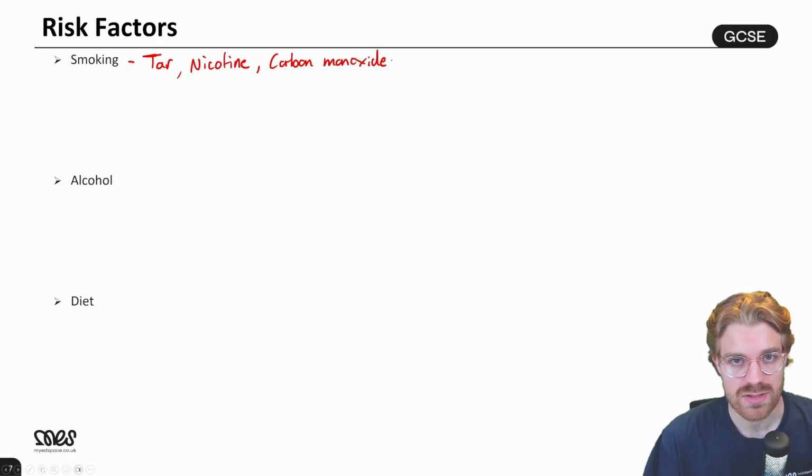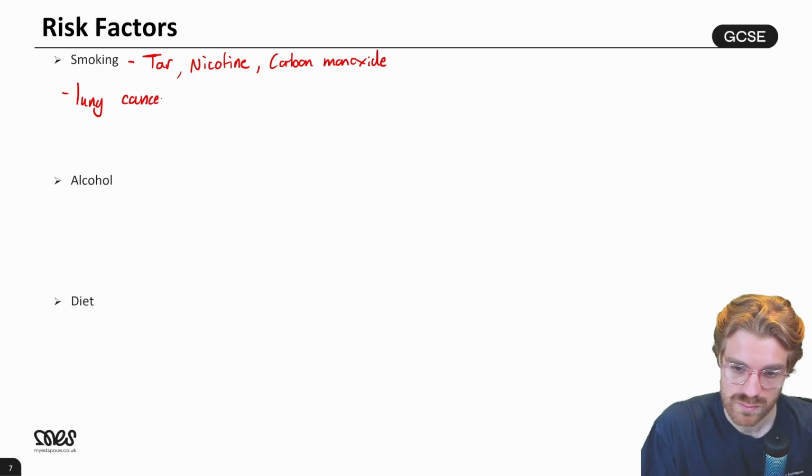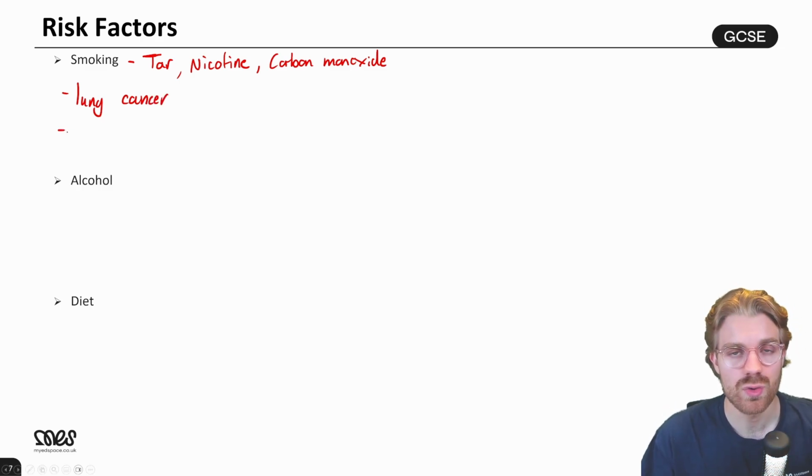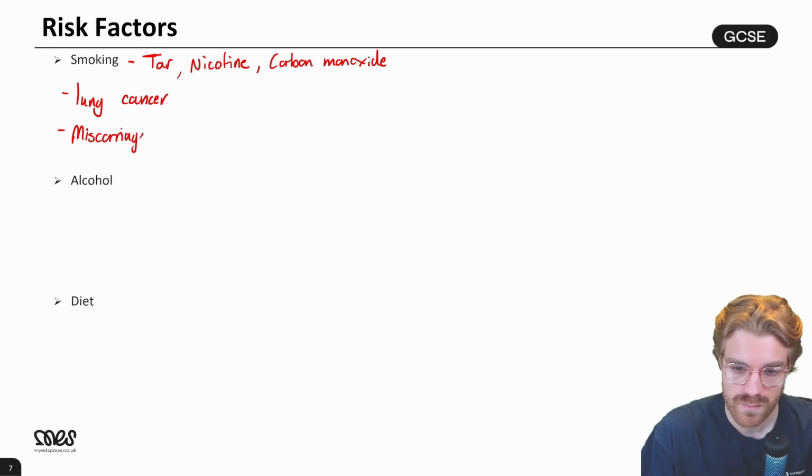Now, there's a few diseases associated with smoking. Smoking can cause cancer, as we said, particularly lung cancer. It can also cause really serious effects if someone was to smoke whilst pregnant. Smoking while someone is pregnant is going to reduce the amount of oxygen that is being delivered to the fetus. This could then lead to miscarriage or stillbirth. It could also lead to deformities.